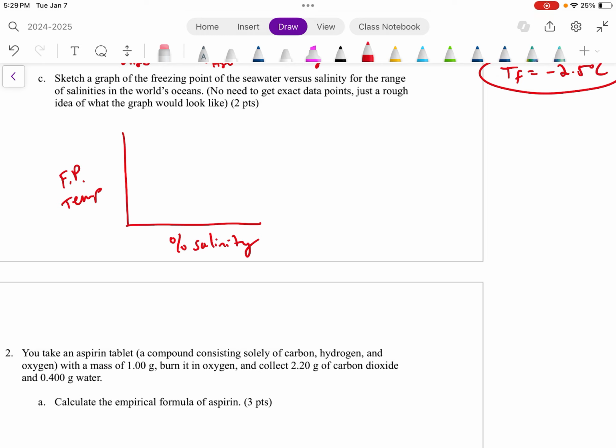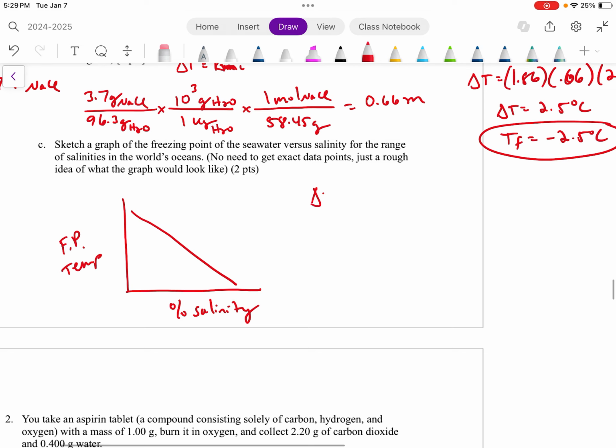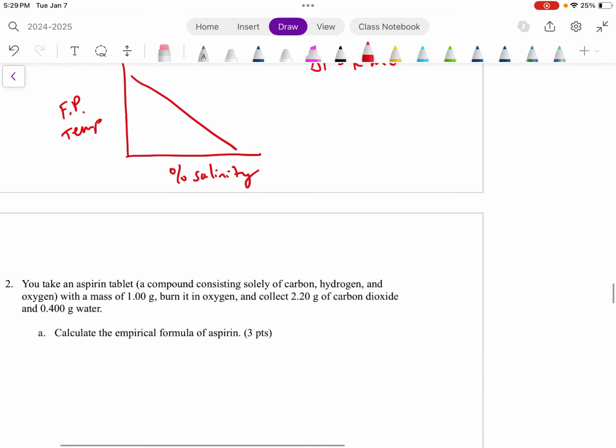The second thing is you should have had a negative slope, okay? You needed to have a negative slope. In a perfect world, this is a linear relationship because delta T equals K, M, i, right? In theory, that's a linear relationship there. Now, if you had a non-linear relationship, I kind of bought that, as long as it was a negative slope, because the i value could contribute a little bit if it's not consistent. So I kind of let that slide, but you really should have had a negative slope with the proper axes there.